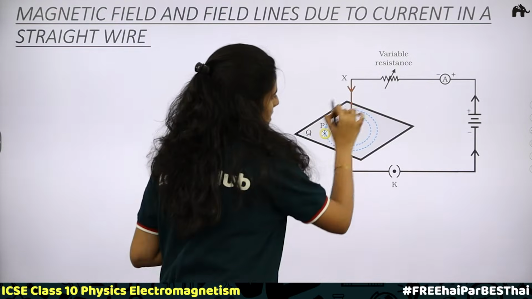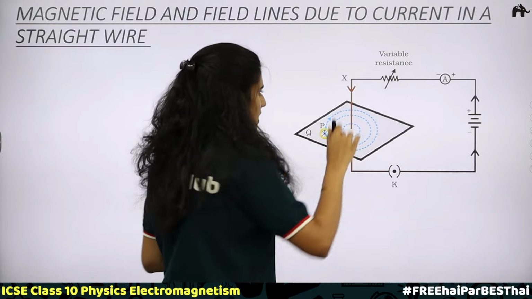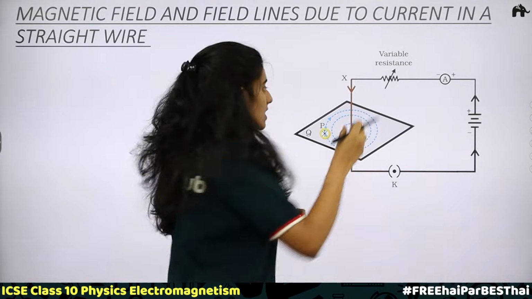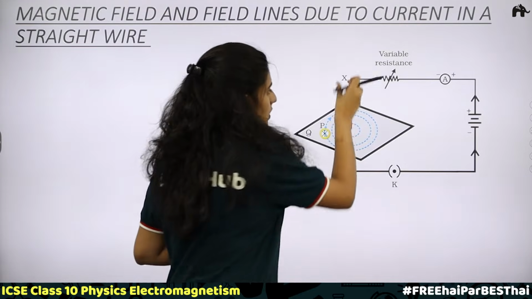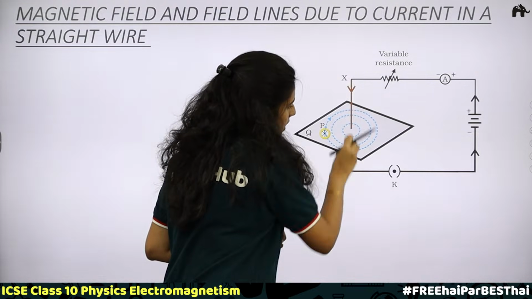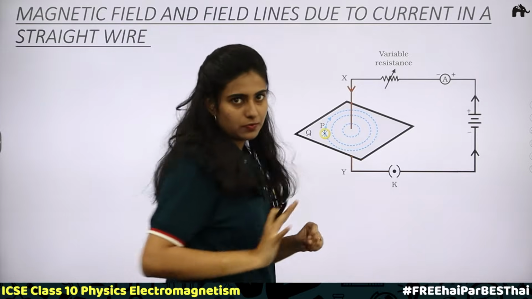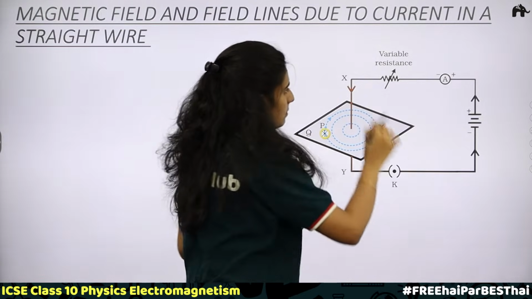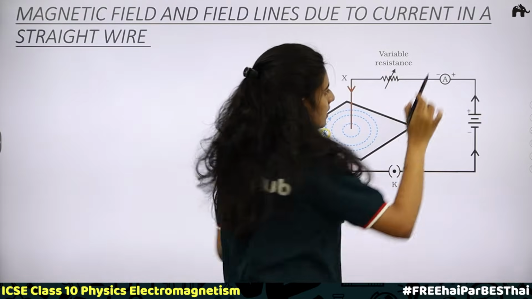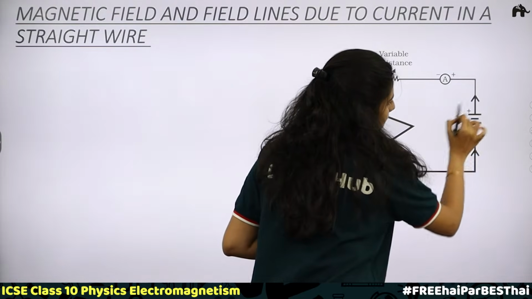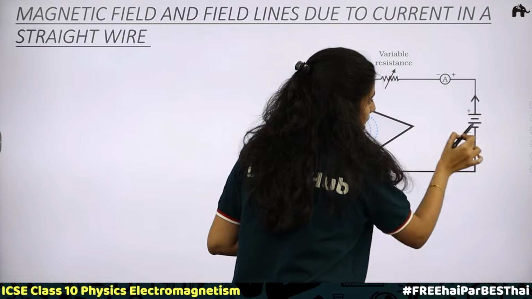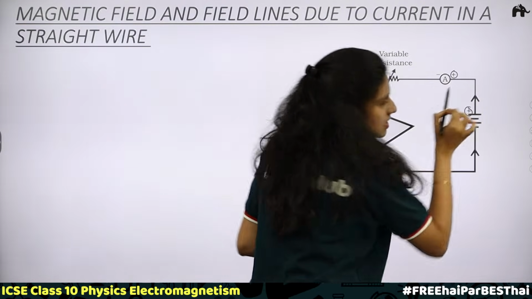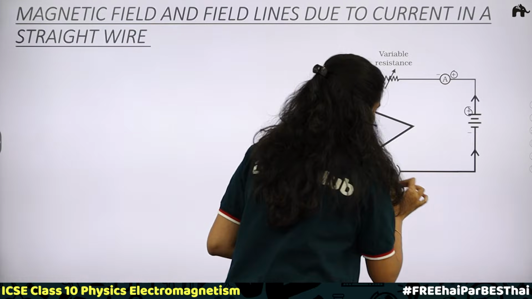You will first take this cardboard piece, make a hole in it and pass a thick copper wire. Copper wire is a conducting wire which can pass electricity through it. Next you are making a connection, that is your circuit is complete with a variable resistance. Then you have an ammeter, then a battery. Remember, while connecting ammeter and battery, the positive of ammeter should be with the positive of battery. Clear? Then you have a key.